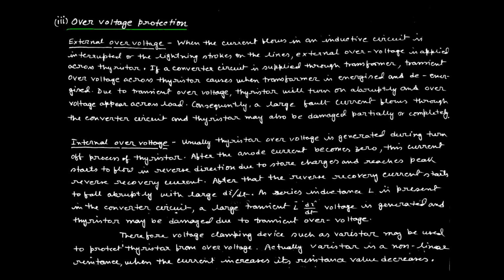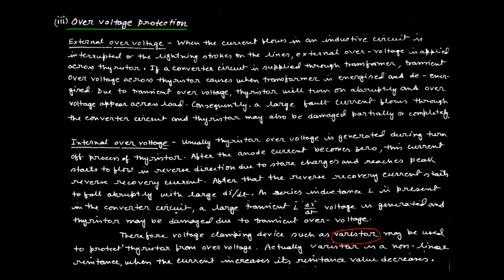Therefore, a voltage clamping device such as a varistor is normally used as the protective device for overvoltage protection. That is why we can say the voltage clamping device such as a varistor may be used to protect the thyristor from overvoltage. Actually, a varistor is a nonlinear resistance.